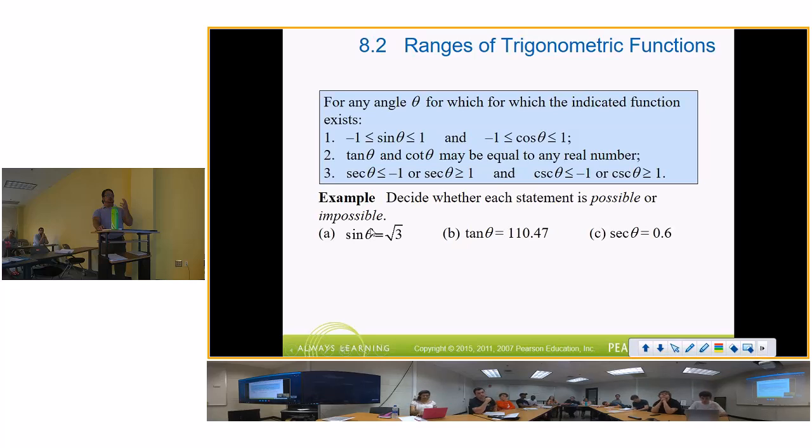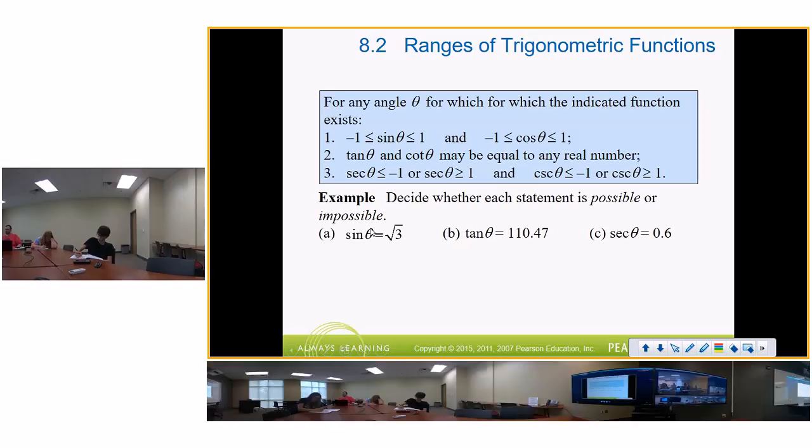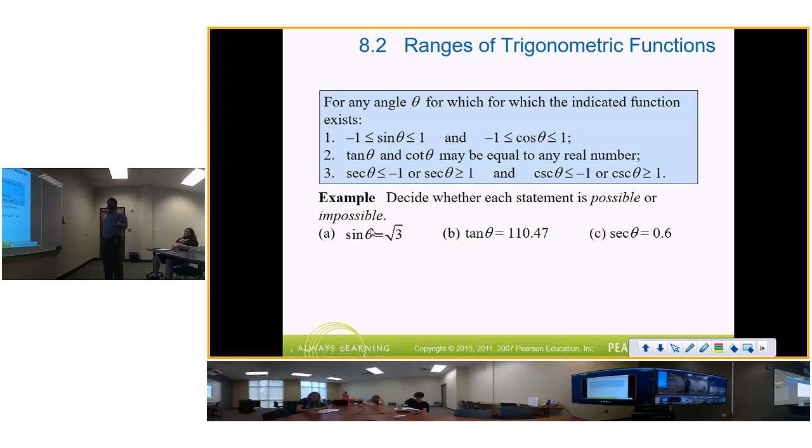Sine of theta is equal to 1.7. Possible or not possible? Come on, people. It's not possible, right? Why? Because it's greater than 1. 1.7. Square root of 3. Put it in your calculator, people. Trying to get y'all to interact. Thank you for the one person that interacted. It is not possible because square root of 3 is 1.7.